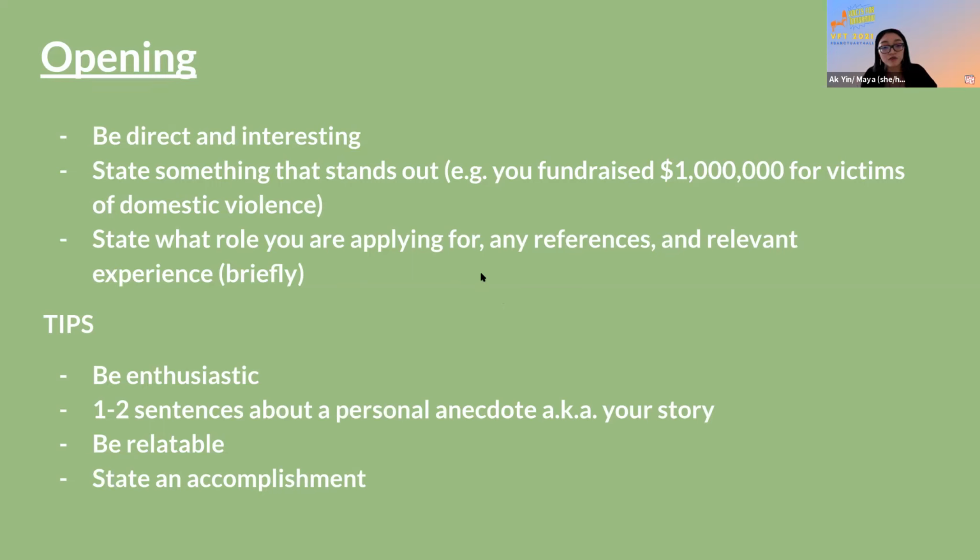Also, you want to state what roles you're applying for. So any references, any relevant experience, put that in briefly within the first 1 to 2 sentences. Again, a tip is to be enthusiastic. You want to put in a personal anecdote or your story. You want to be relatable, and you want to state an accomplishment.